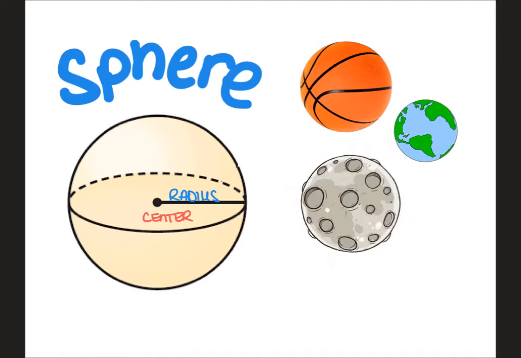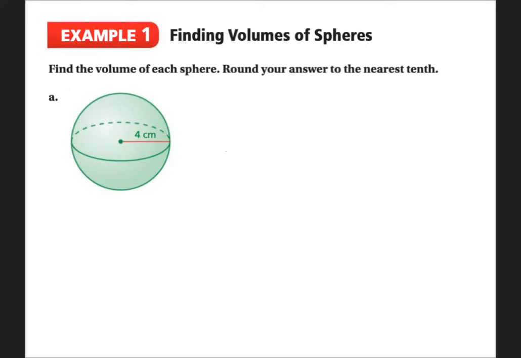And like the rest of the 3D shapes that we've been learning about, we have a formula for our volume. So our volume, or V, is equal to 4/3 pi r cubed. So let's just jump into our first example. We're going to find the volume of this sphere and we're going to round our answer to the nearest tenth. So you guys are pros at this now.